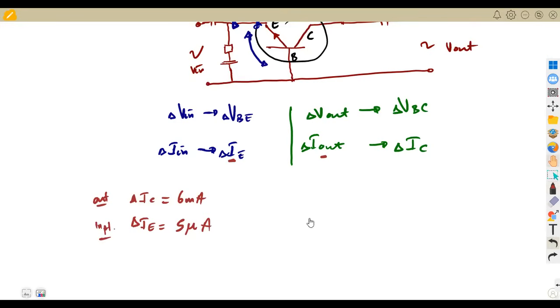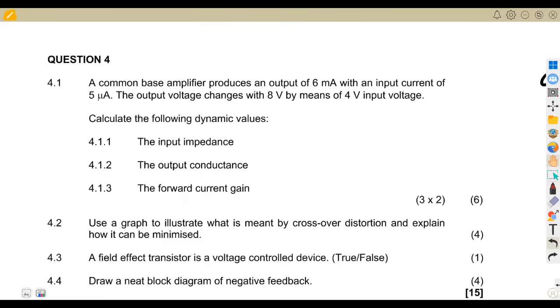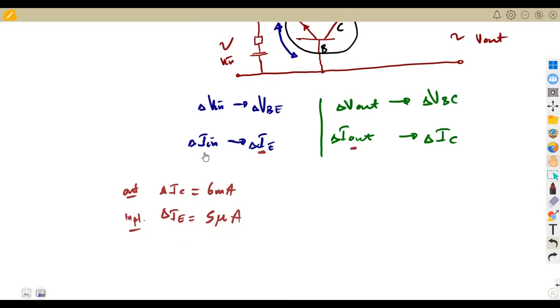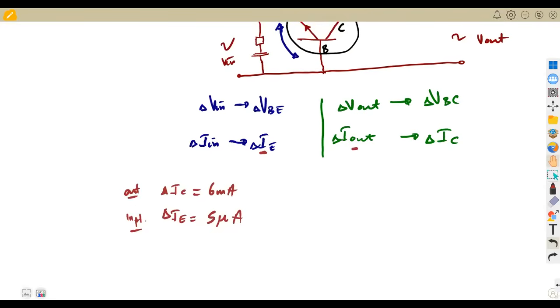Then we are also given that the output voltage changes. These are just changes in voltage and changes in current. It changes by 8 volts at the output. So the change in V out, which is VBC at the output, is the change in voltage of 8 volts. This is at the output.